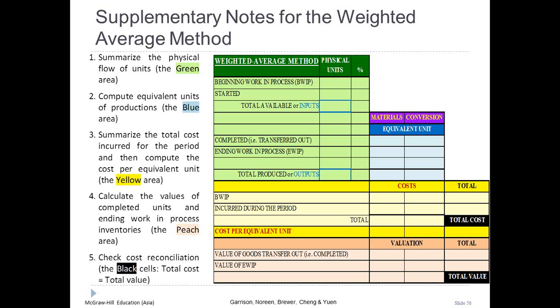Summarize the physical flow of units is the green area. Compute equivalent units of production, the blue area. Summarize the total cost incurred for the period and then compute the total cost per equivalent unit, which is the yellow areas. Calculate the values of completed units and ending work-in-process inventories, the peach area, and then check cost reconciliation, which is the black cells. Total cost equal total value.